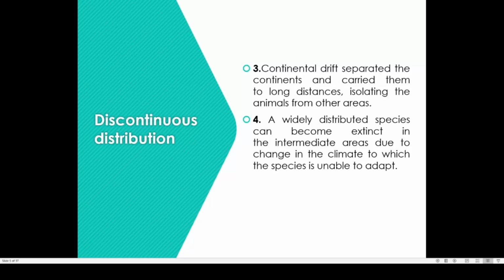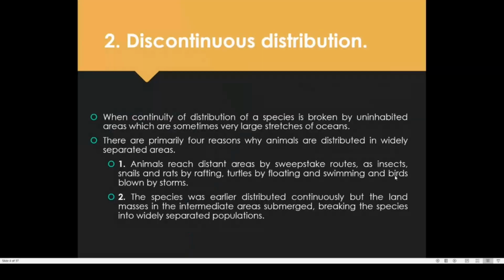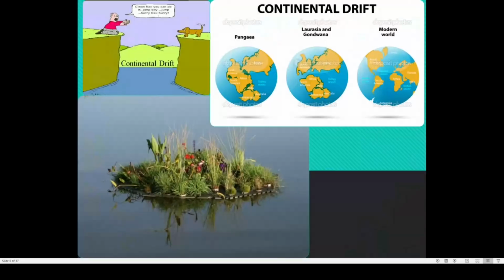So similarly it is in the case of South America also. So this movement of continents has slowly resulted in the splitting of the population. That is another reason why some animals are only present in certain regions. Then the fourth reason: a widely distributed species can become extinct in the intermediate area due to change in climate, to which some species may be unable to adapt. I already told you about that. So these are the four reasons why some populations are showing discontinuous distribution. Now we can see some examples of discontinuous distribution.